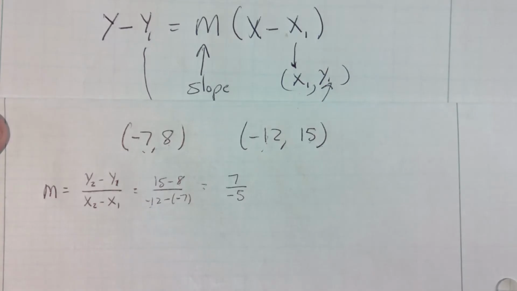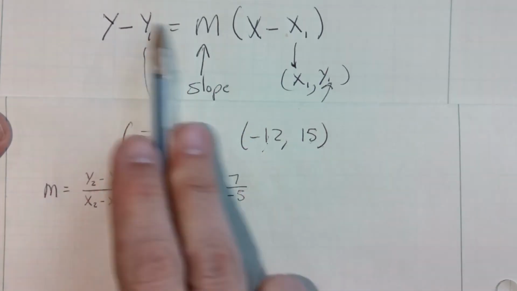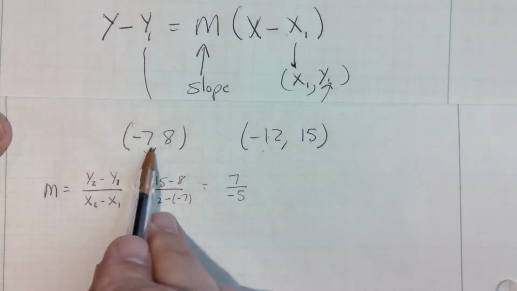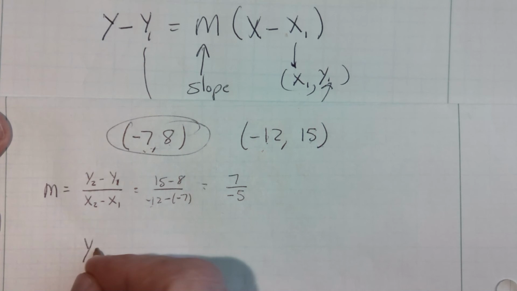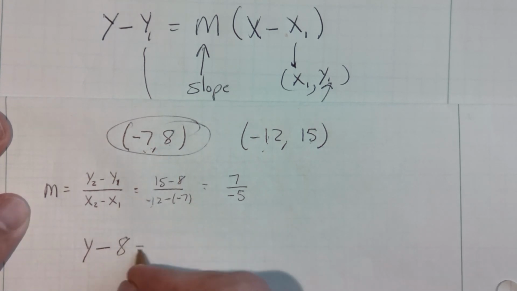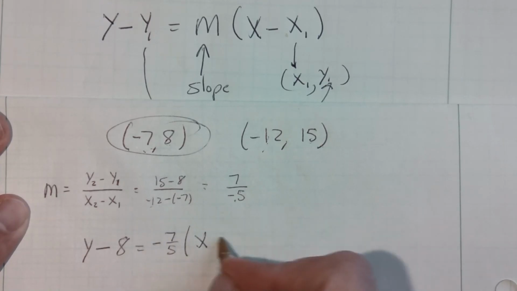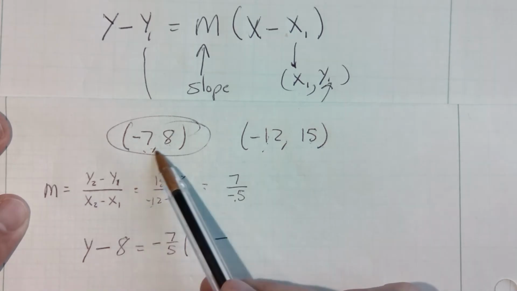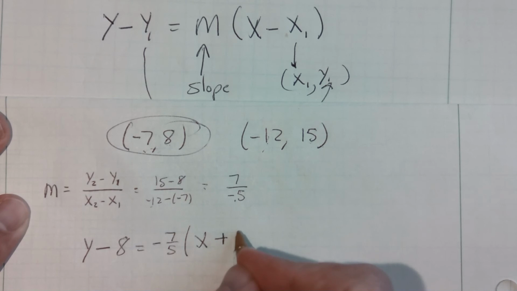Now I can easily write the equation without even looking for the y-intercept by using point-slope form. And I can use either of these. So let's use this first one. Let's do y minus, what's my y value? 8 equals, what was my slope? -7/5, parentheses, x minus, what was my x value for this point? A -7, so it's minus a minus, or ends up becoming +7.